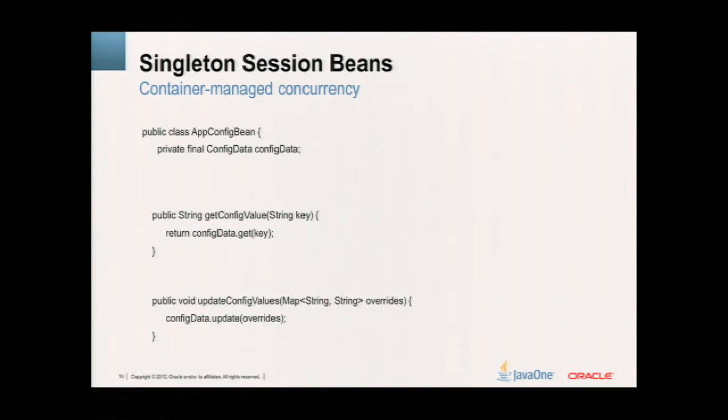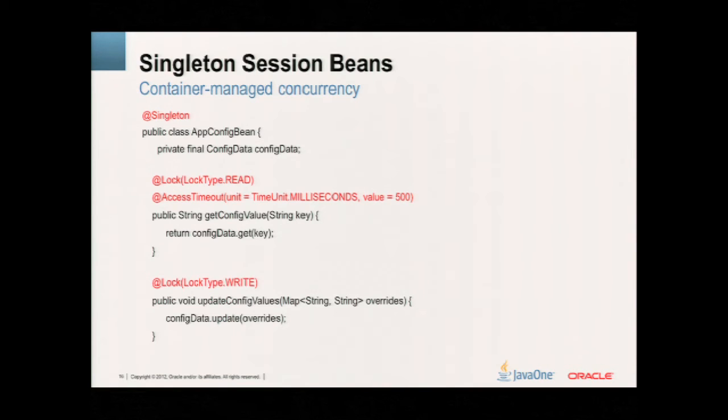So we get back to the app config bean that we looked at before. We annotate it as singleton, and we look at the get config value. It's a read method, so we specify that this method needs to be read locked, and we provide the access timeout saying that the access timeout for this method is 500 milliseconds. Now, update configuration values is doing a write, so we provide the metadata saying that you need to obtain a write lock for this. So the user just provides the metadata, and the container takes care of doing the actual underlying locking.